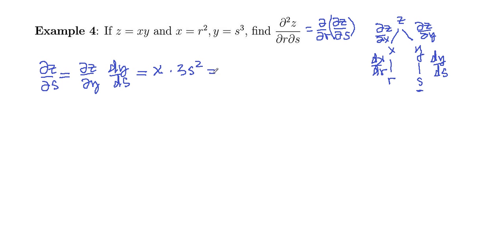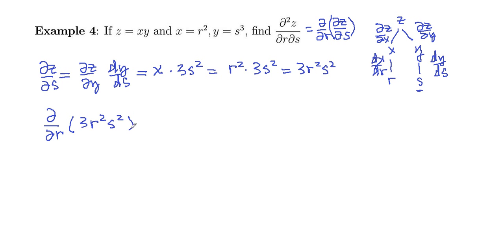And then if we want to, we can write x here as r squared. So this is going to be r squared times 3s squared. So that's 3r squared s squared. And we want the partial of that with respect to r. So we want to take the partial with respect to r of 3r squared s squared.